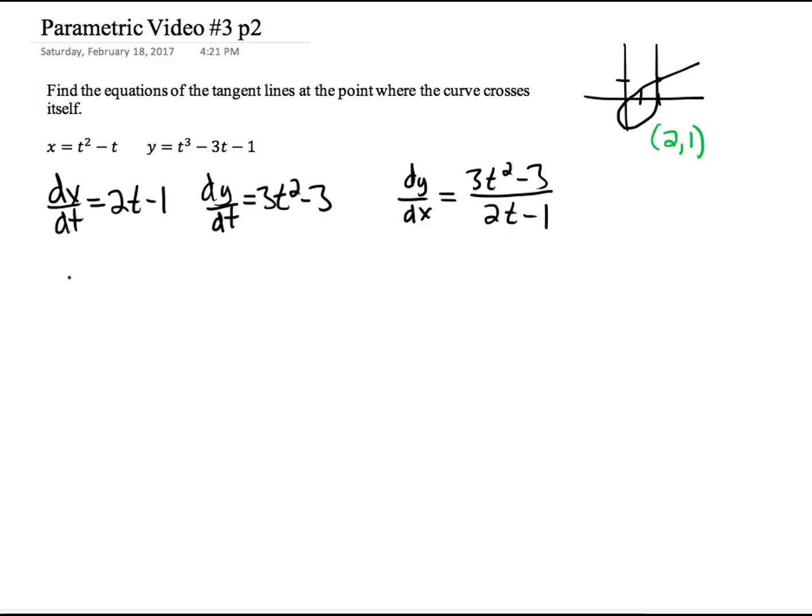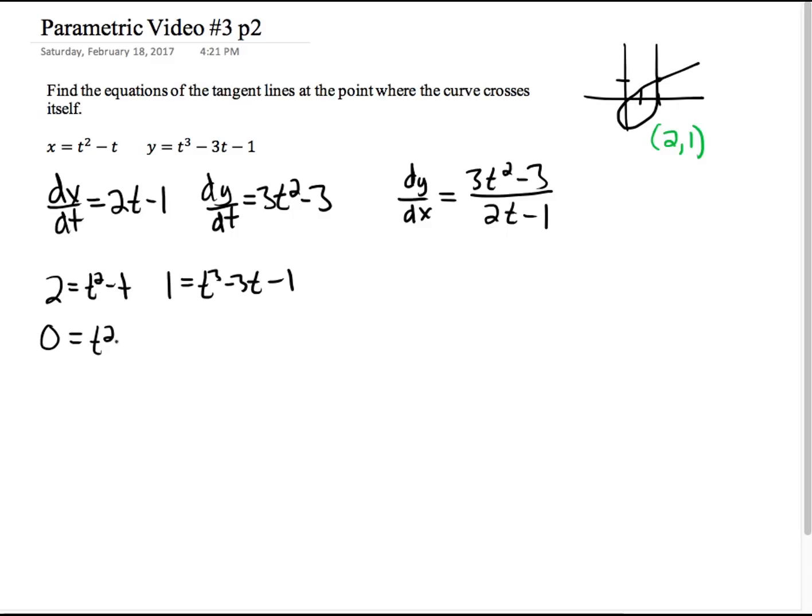Alright, so let's focus on that and see if we can solve. So if x is 2, then we have 2 equals t squared minus t. And then y is 1 equals t cubed minus 3t minus 1. So what would make both of these equations true? So here we have 0 equals t squared minus t minus 2. Oh, that's factorable. Very nice. So that would be t minus 2 and t plus 1. So that's t equals 2 or negative 1.